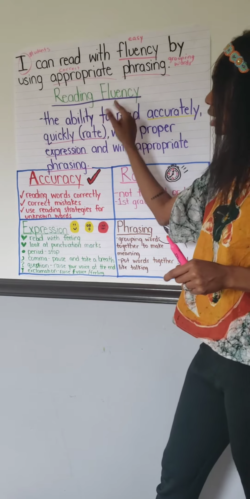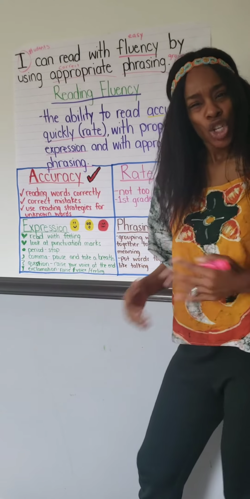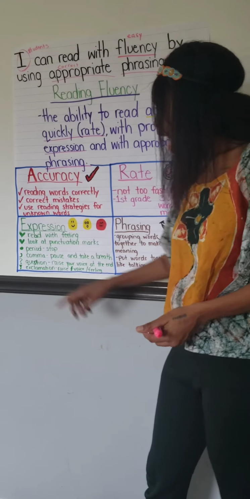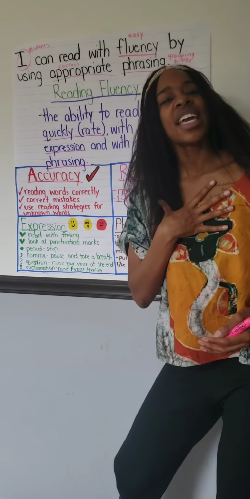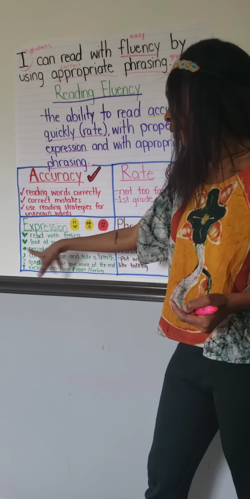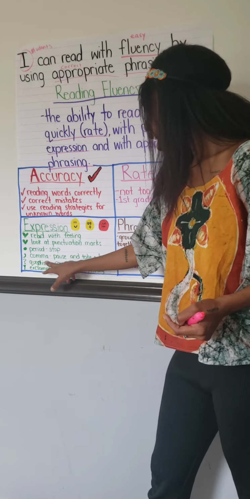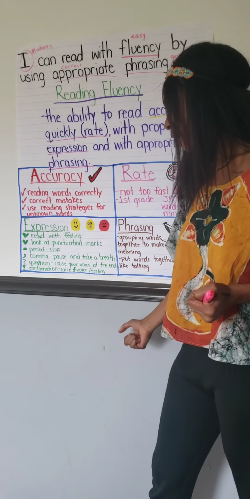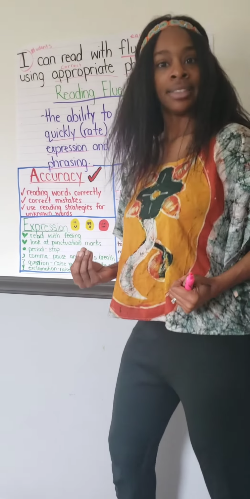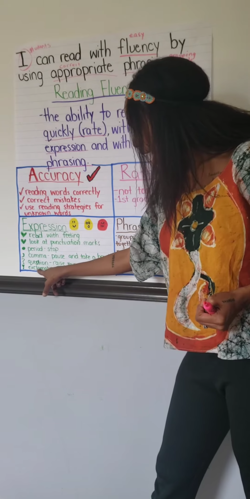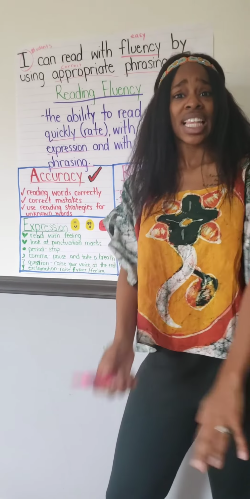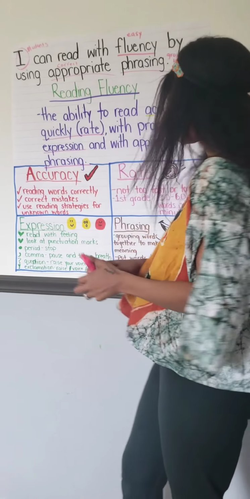Also, reading fluency is your expression. Do you hear Mrs. Williams' tone and her expression? That is reading with feeling. That's looking at the punctuation marks. So when I see a period, I'm going to stop. When I see a comma, I'm going to pause and take a breath. When I see a question mark, I'm going to raise my voice at the end. And when I see an exclamation mark, I am going to raise my voice and say it with a lot of feeling. I am so excited.